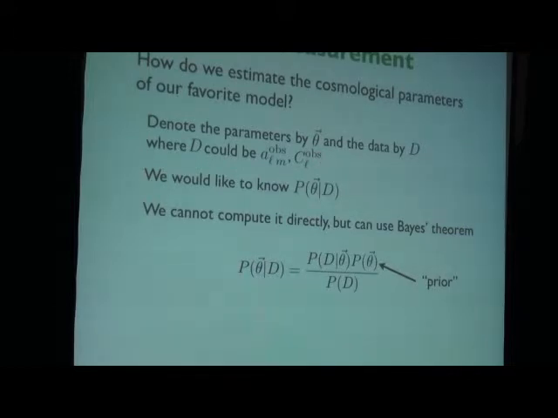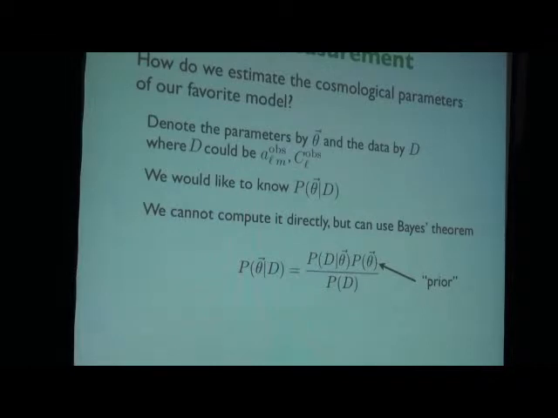But they might also include parameters that control the foregrounds, for example. So they go into the model. And then I'll denote for now the data by D, and later on I'll be more specific about what I mean. D could be, for example, the ALMs, so it could be the CLs, or it could be just the temperature or polarization maps.